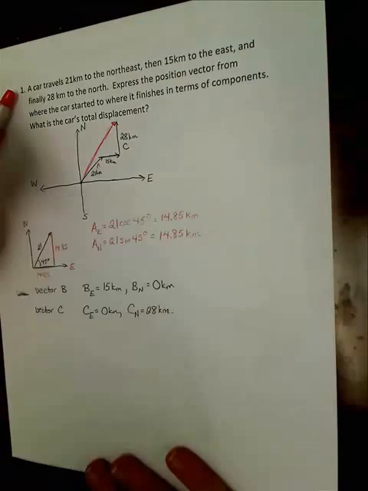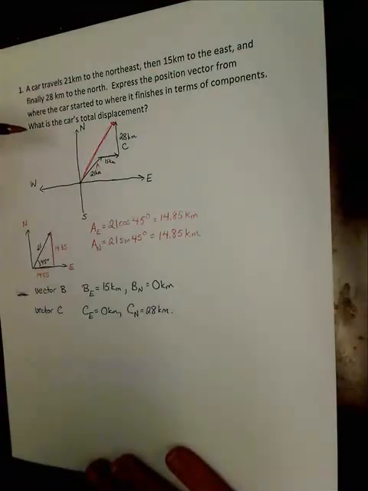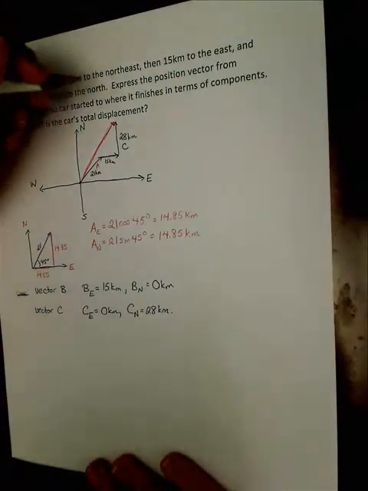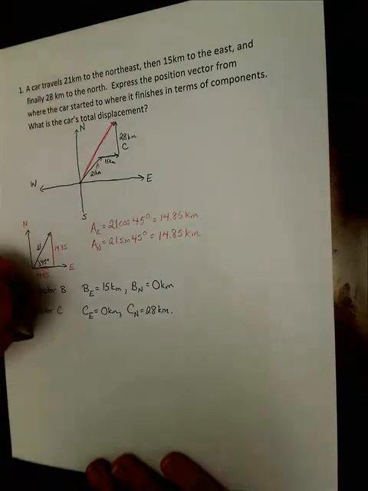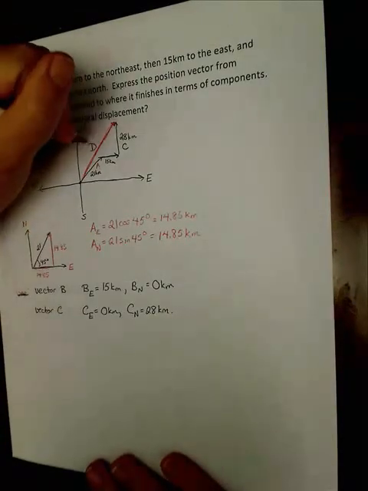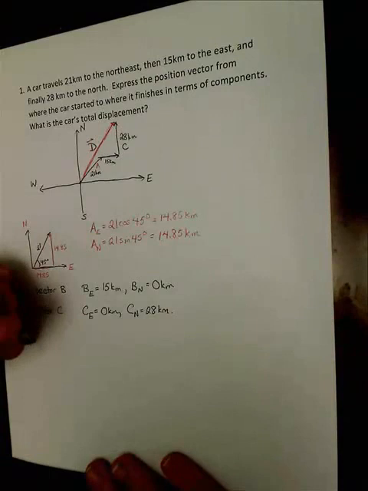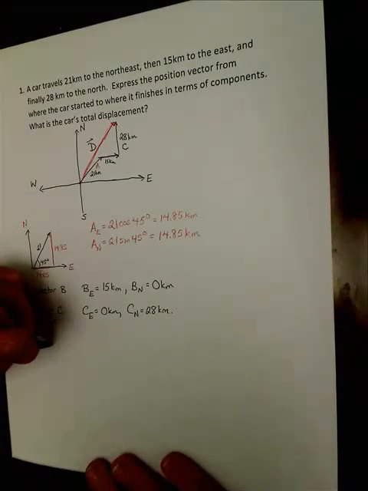Okay, so I've got everything broken into components. Now I can find my final answer. The displacement vector, let's call it vector D. Vector D is going to be the total east component.